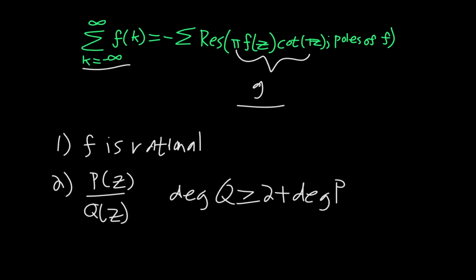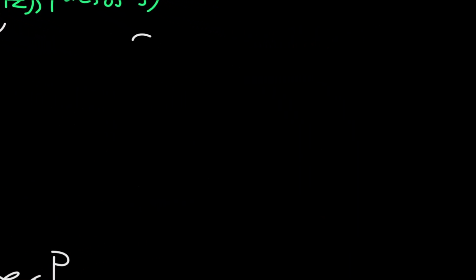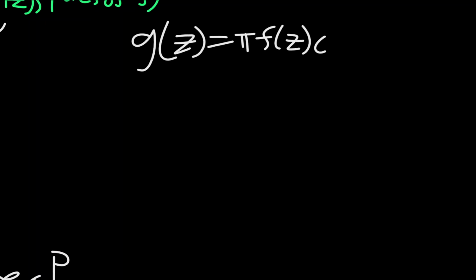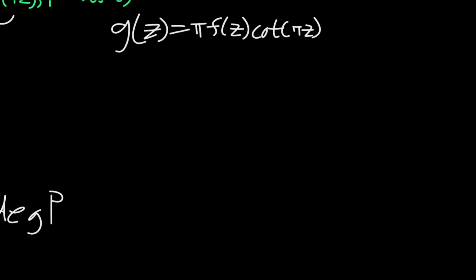So along this k right here. So let's go ahead and do that. We know that g of z is equal to pi times f of z times cotangent of pi z. So let's go ahead real fast and find the residues of g at z equals some integer k.